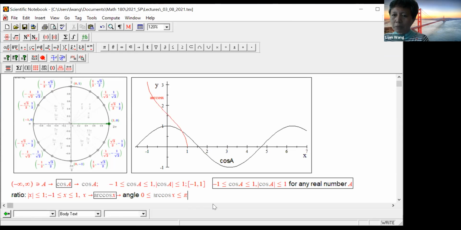At this moment, I want you to compare with sine and arc sine. From these comparisons, you see a lot of things. Our time is running up. So you should be doing the comparison.